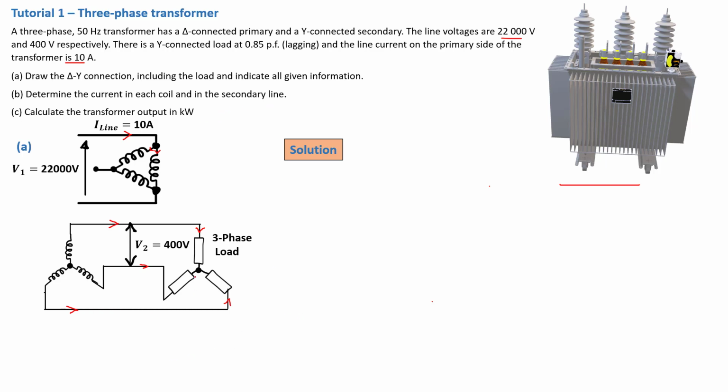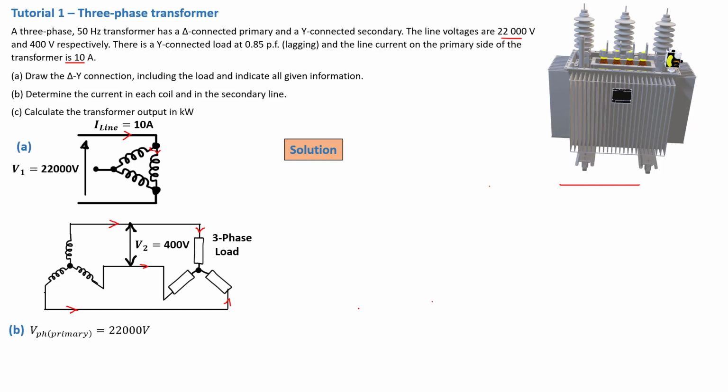Now we move on into the next question, question B, which is to determine the current in each coil of the transformer secondary and in the secondary line. Now remember, this current we already concluded is exactly the same current. But how are we going to calculate this particular current? Now remember, this is coil 1 and coil 2 and coil 3. So that means we're going to have I1, I2 and I3 flowing in these directions. So how are we going to determine it?